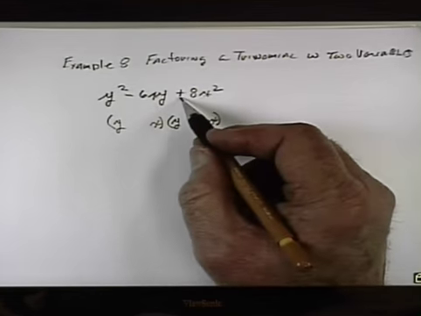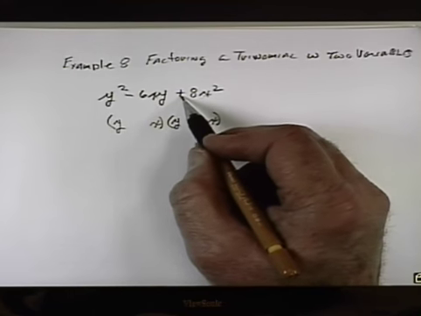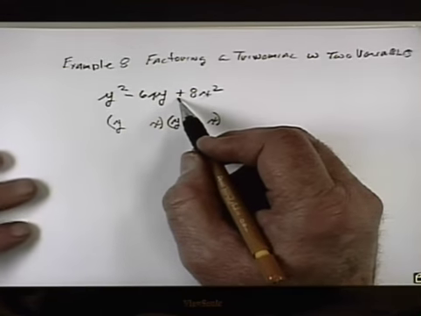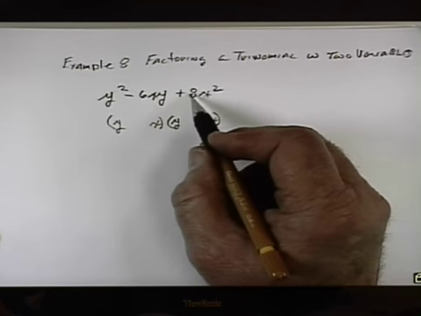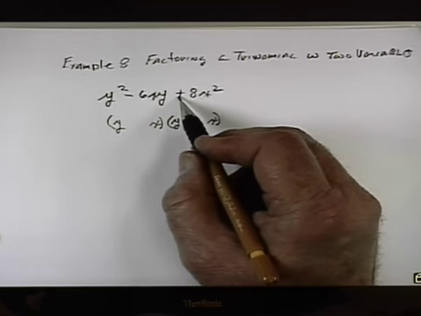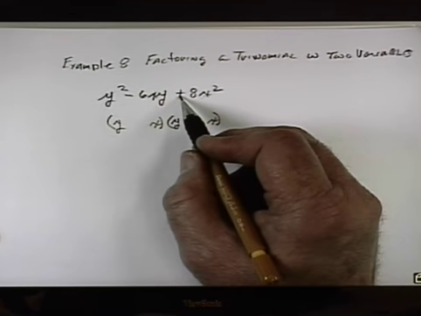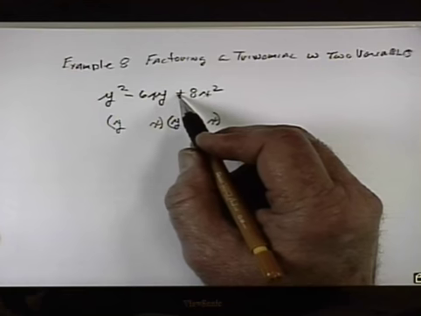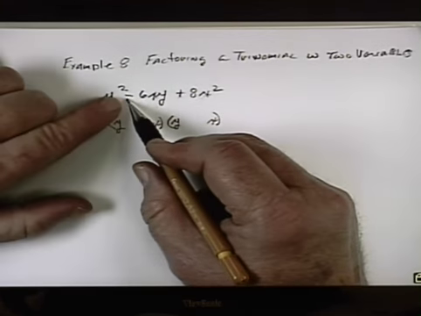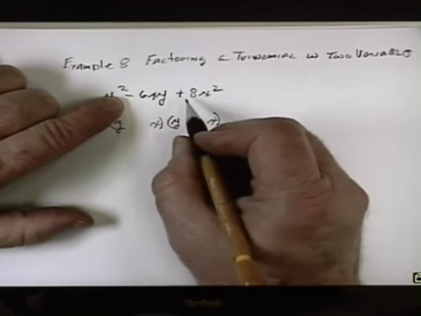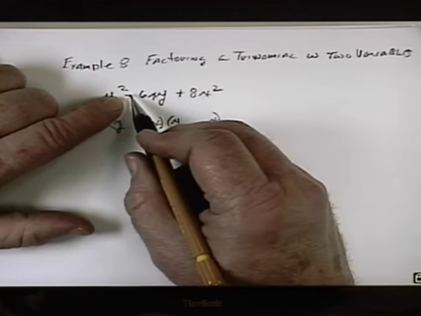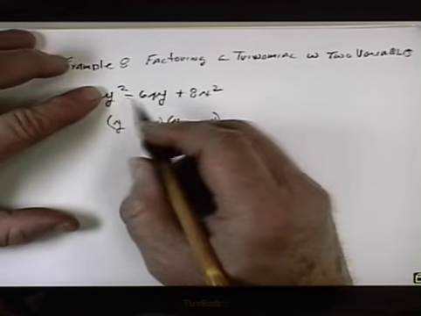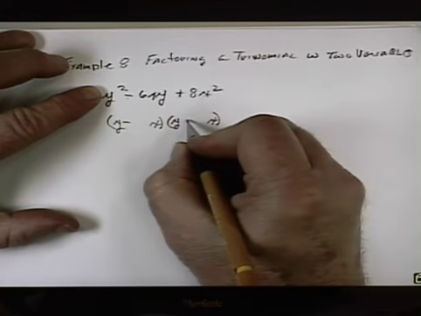The next thing we look at is this sign. This sign is positive. That means whatever factors we have must have the same sign. They can both be positive or they can both be negative. We don't know which yet. So we look at this sign and we see it's negative. This sign means they both have to be the same, and this sign means they have to be negative. So this is going to be a negative and a negative.